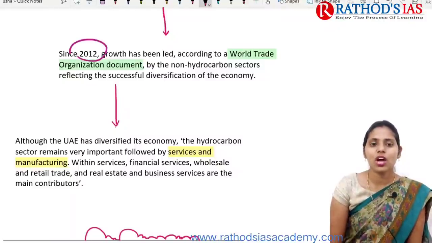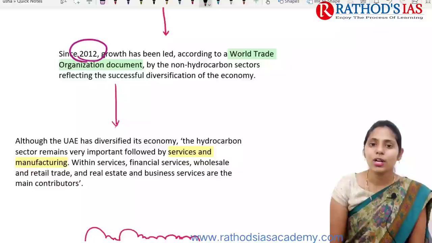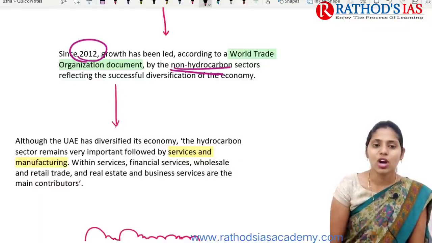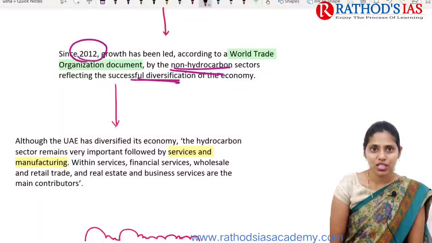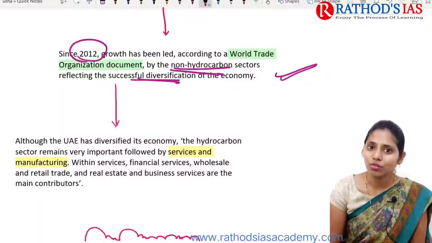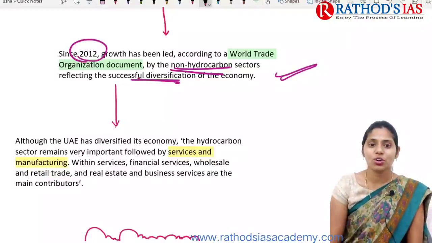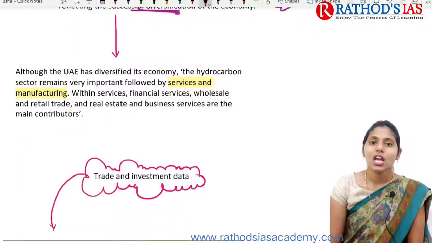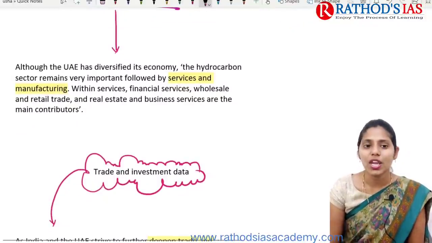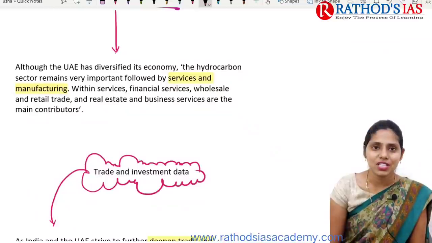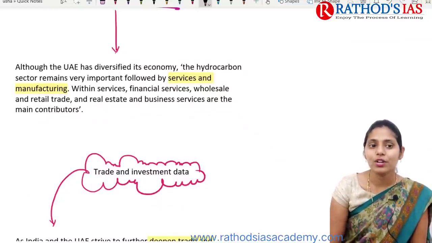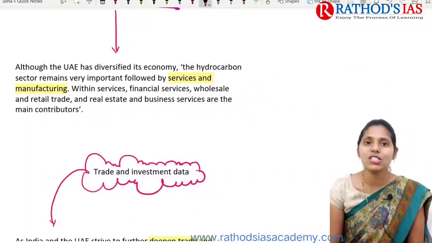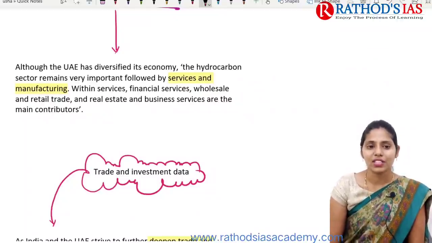And even since 2012, according to the WTO, World Trade Organization document, non-hydrocarbon sectors mainly reflect the successful diversification of the country. Okay, it is also mainly focusing on successful diversification of the economy of that country. And the UAE had already diversified its economy and mainly wants to move from a hydrocarbon-based economy towards the service sector as well as the manufacturing sector.